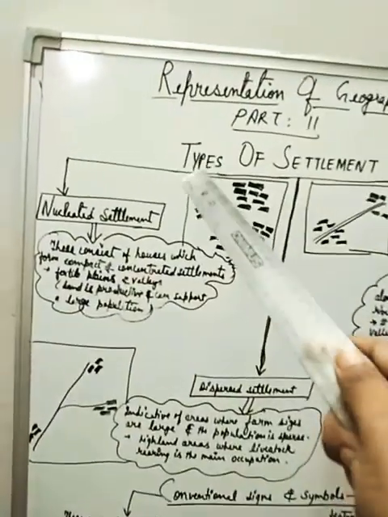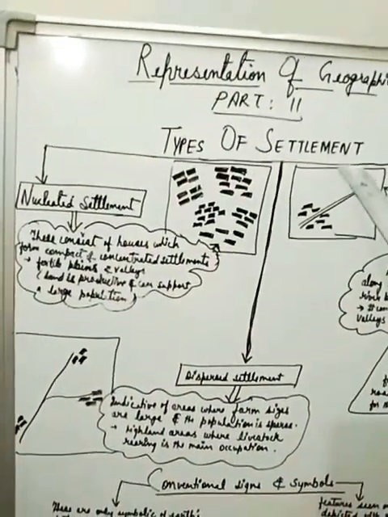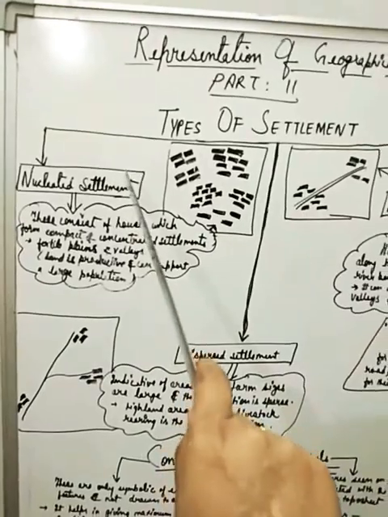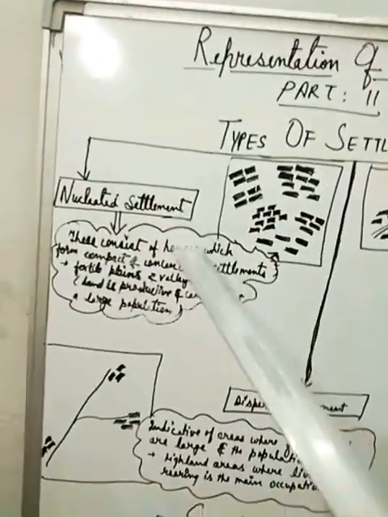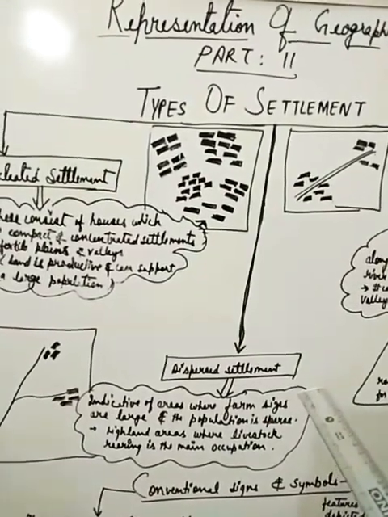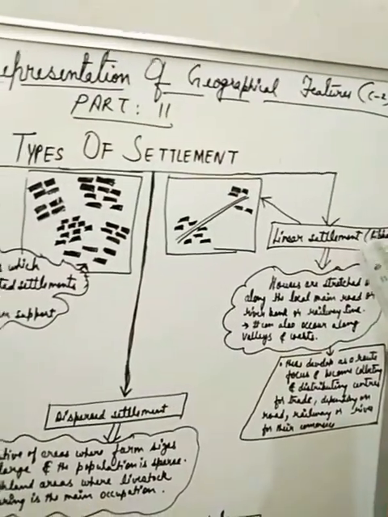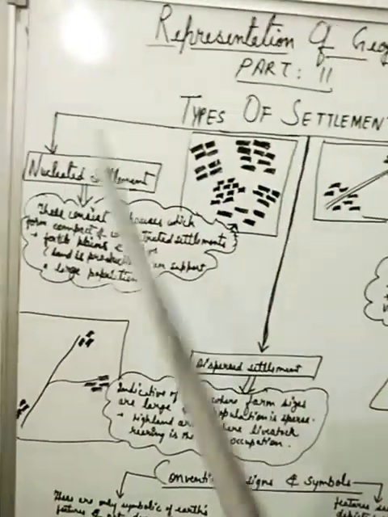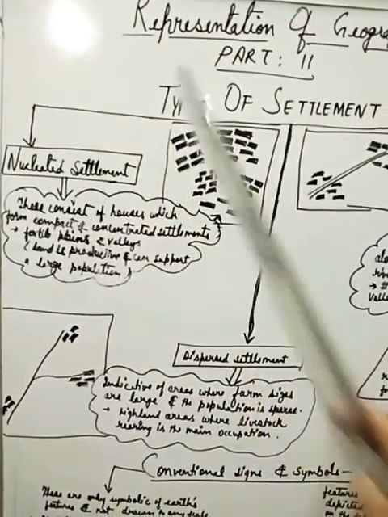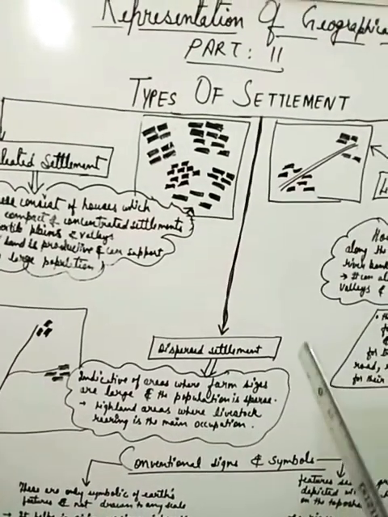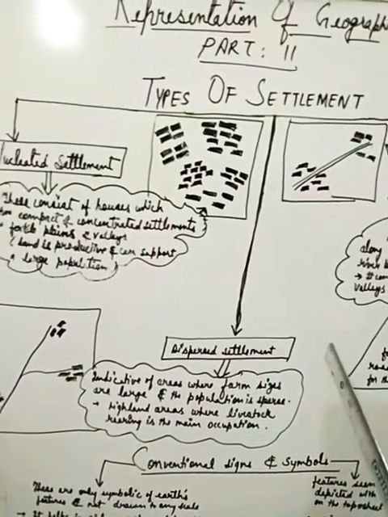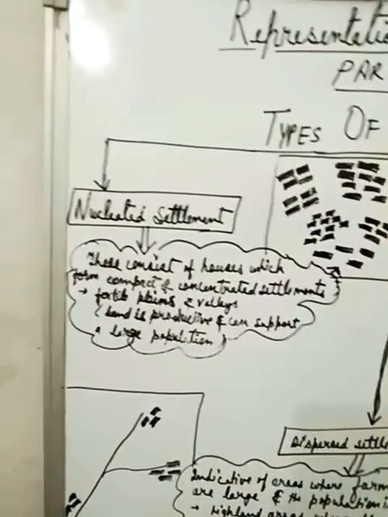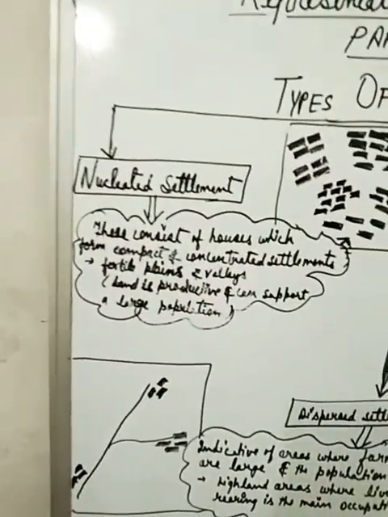So we have types of settlement. We have three types of settlement. I told you in the previous video also. We have nucleated settlement, we have dispersed settlement, and we have linear settlement, which is also known as ribboned. So first we are going to study about the nucleated settlement.